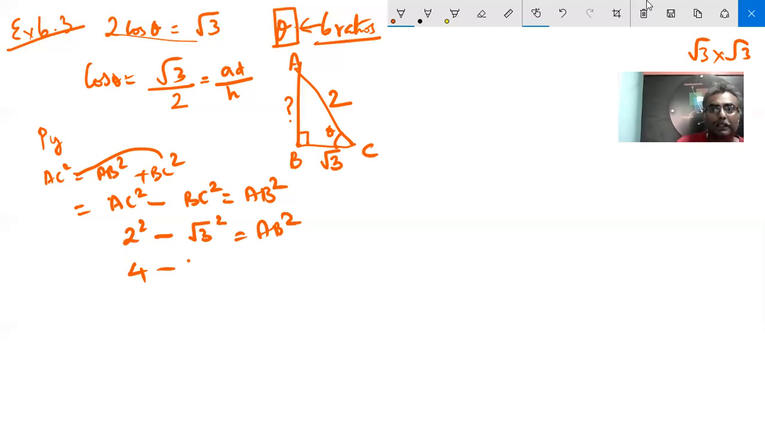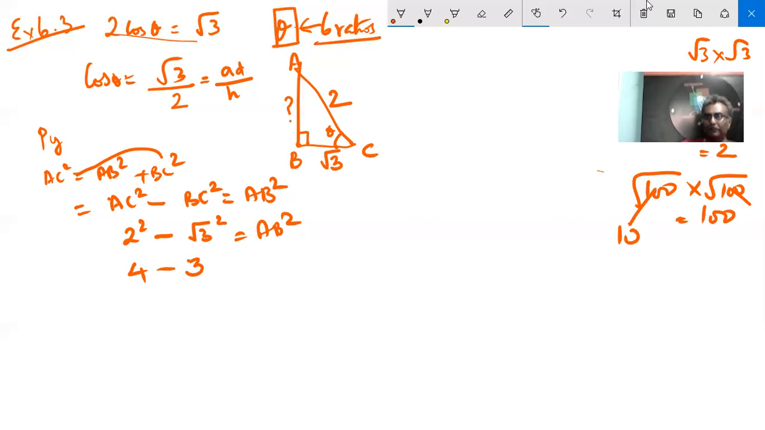3 into 3 is 9, and root 3 into root 3 is a number only. This is 3. How much is root 2 into root 2? 2. Root 100 into root 100, how much? 100, because the root of 100 is 10, and 10 into 10 is 100. So any root into its own root gives the number.